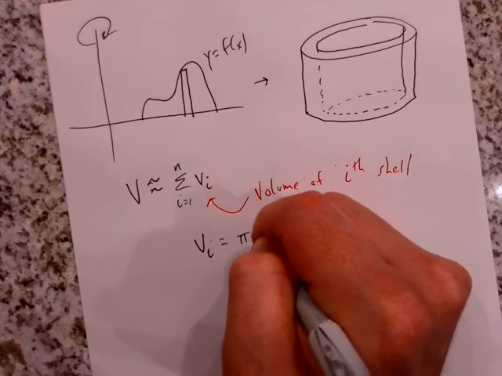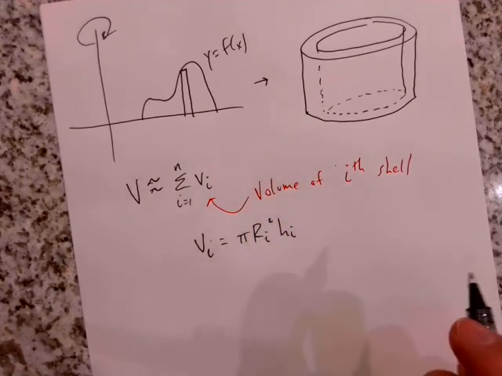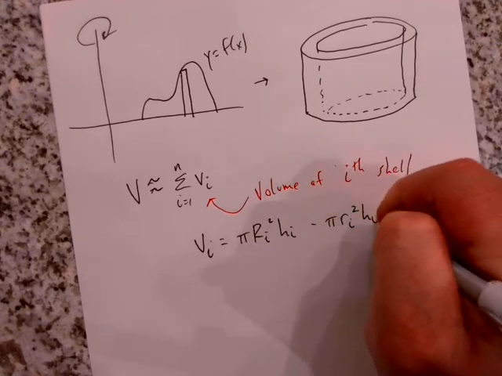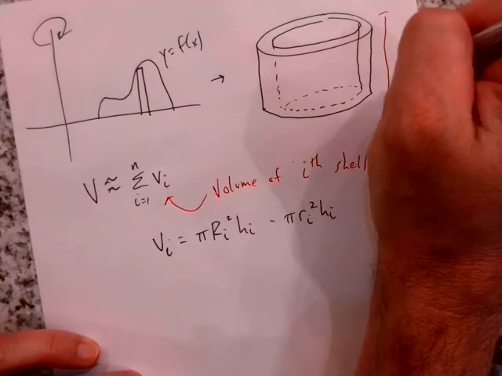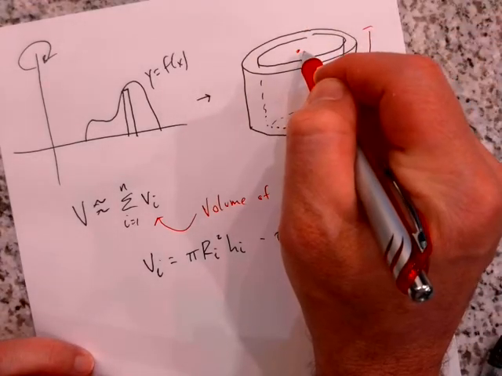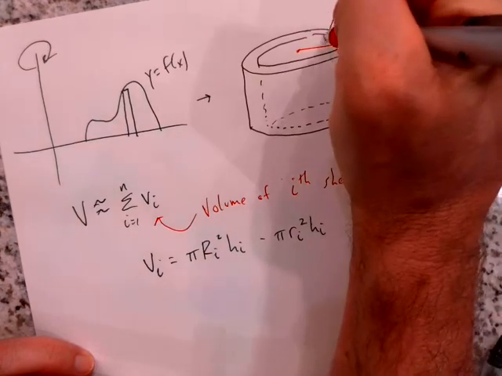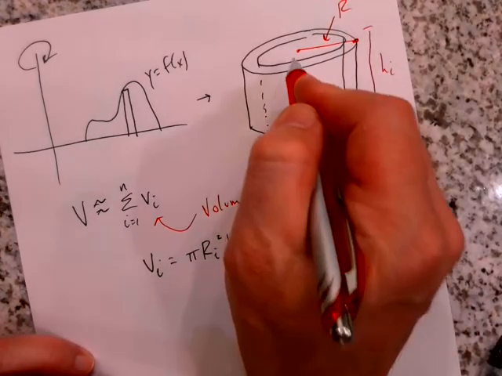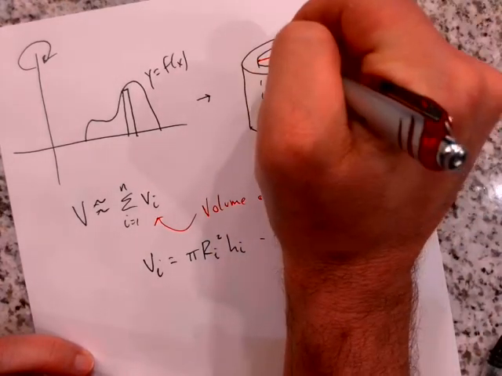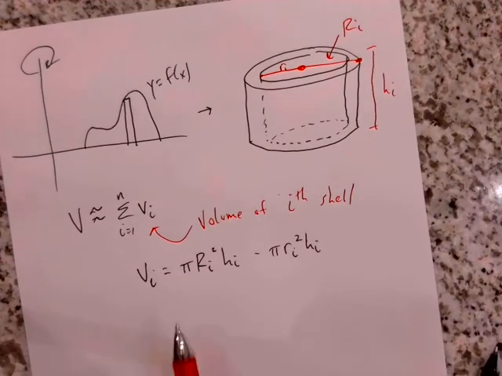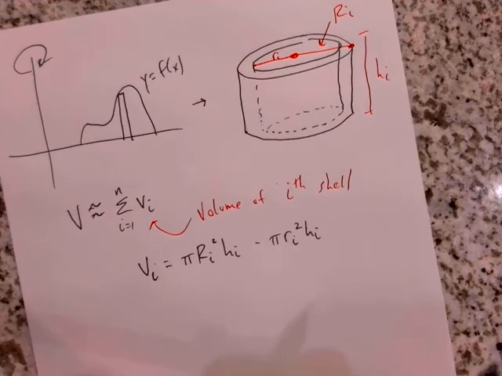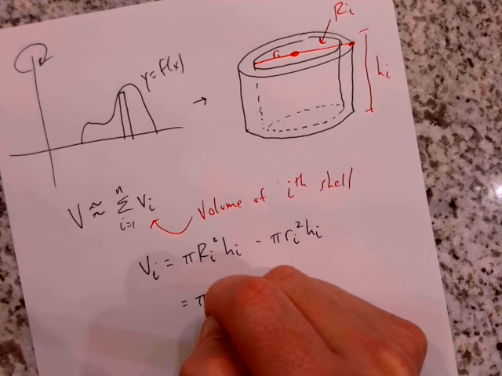So say, there's our big cylinder minus there's our small cylinder. This is h sub i. Big R is the distance from the center all the way to the outside. Small r is the distance from the center to the inside. Right, so pi big R squared h is the outside cylinder minus pi small r squared h, the inside cylinder. We then factor that.